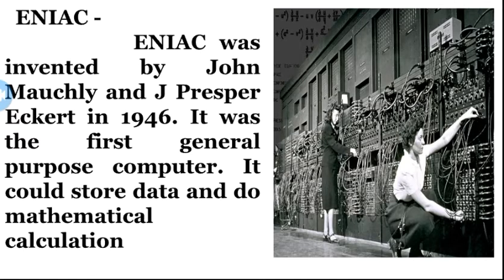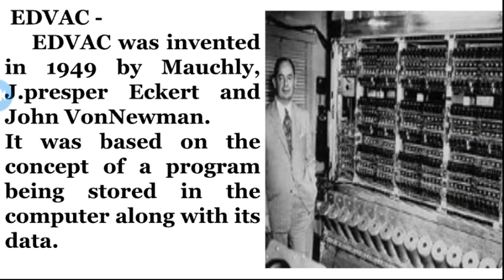ENIAC. The full form of ENIAC is Electronic Numerical Integrator and Computer. It was invented by John Mauchly and J. Presper Eckert in 1946. It was the first general purpose computer. It could store data and do mathematical calculation. One more thing, students, it was big in size and used a lot of electricity because it was big in size, that's why.